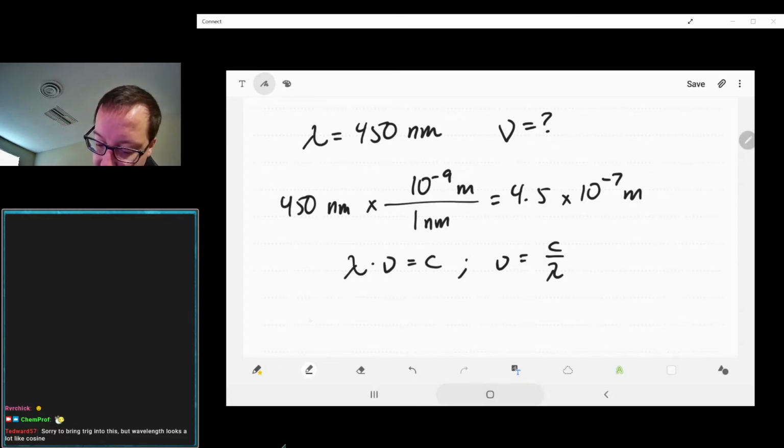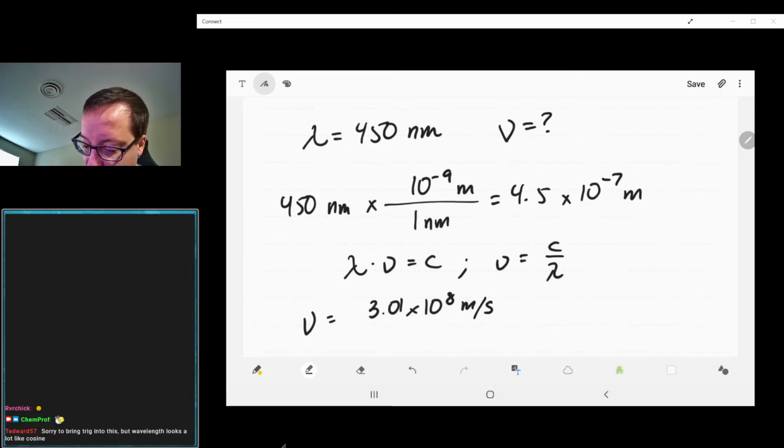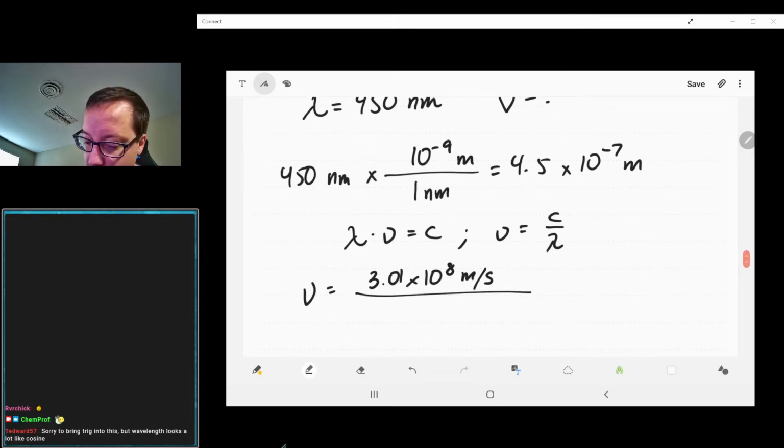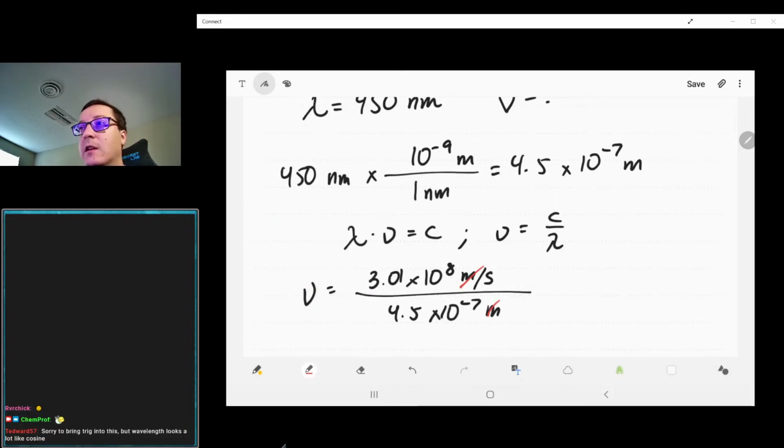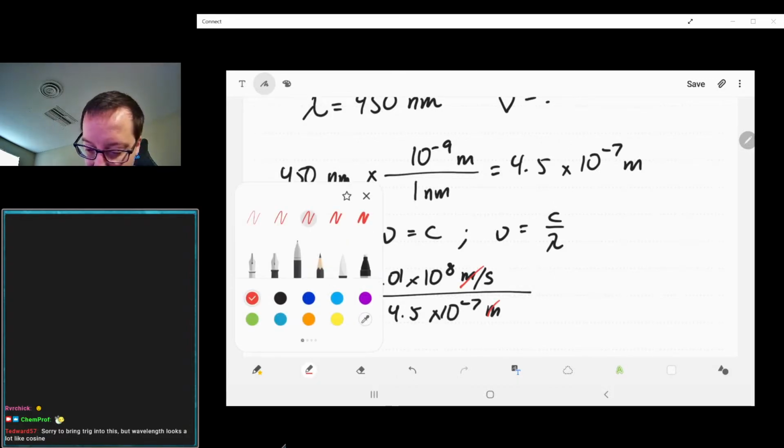And so we can say that nu is going to be 3 times 10 to the 8th meters per second over 4.5 times 10 to the negative 7 meters. Meters will cancel out. That's why we had to make sure that we had the correct units there. Otherwise, we'll have something weird happening.